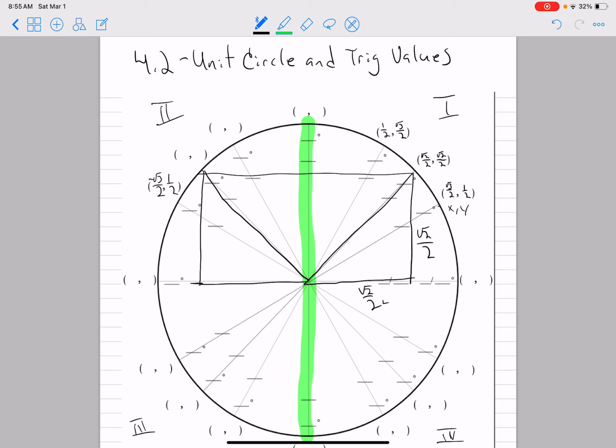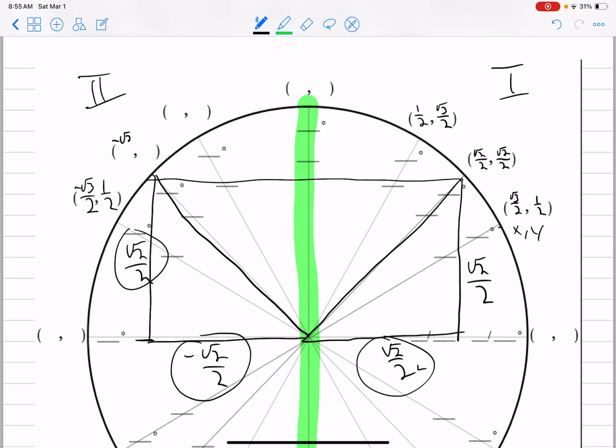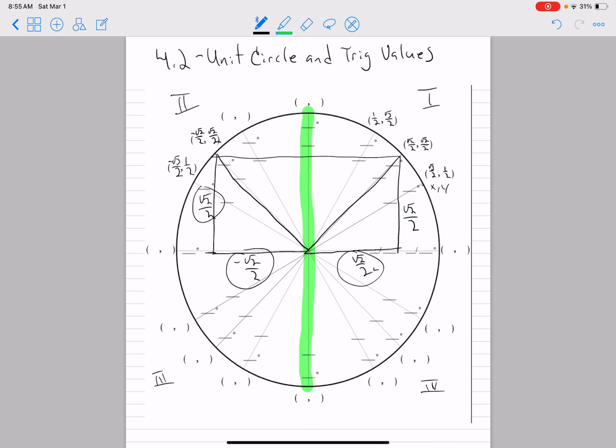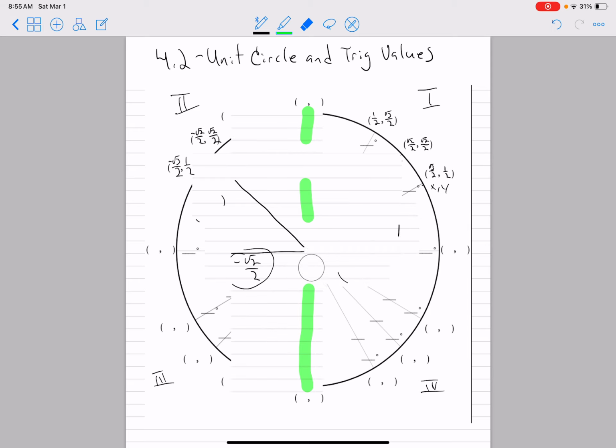And I'm going to say, okay, well, this is now negative root 2 over 2 because it's the same as this. And this is now root 2 over 2, right? Because it's in the positive direction. So this is in the negative direction. This is in the positive direction. So x was negative root 2 over 2, and y was root 2 over 2. All right? So we got that. Let's go ahead and get rid of that.